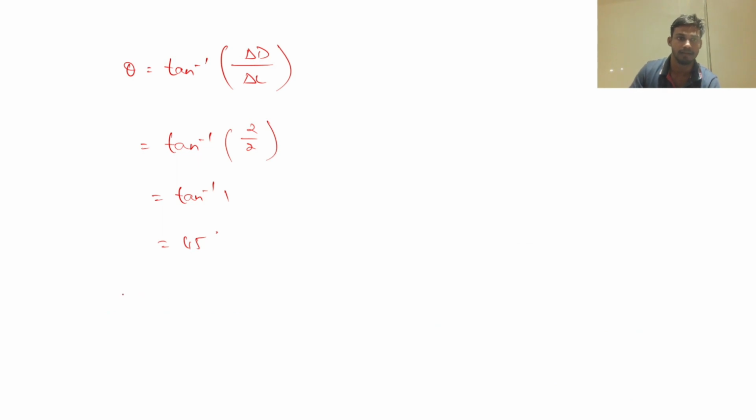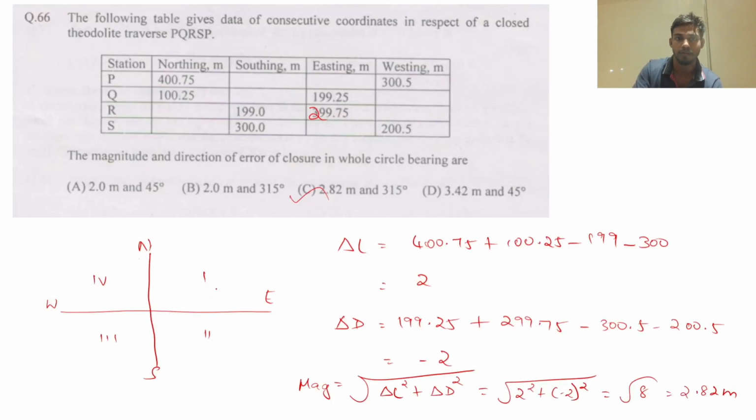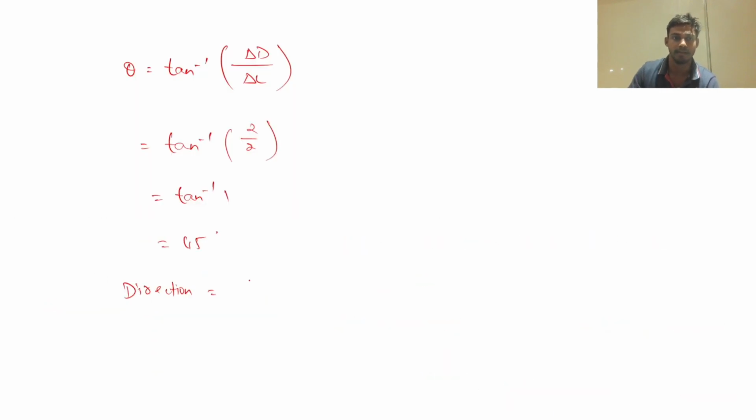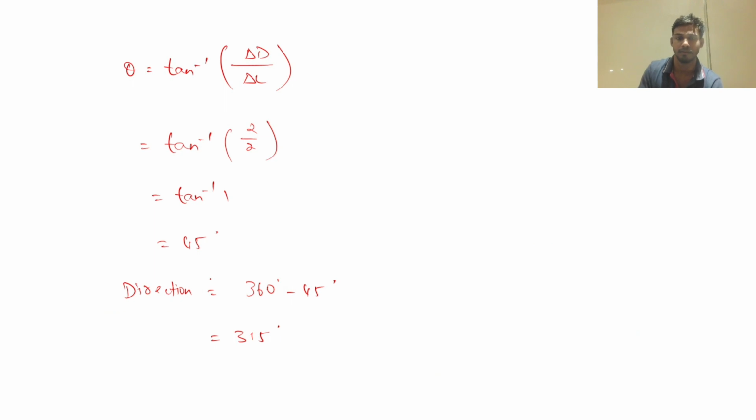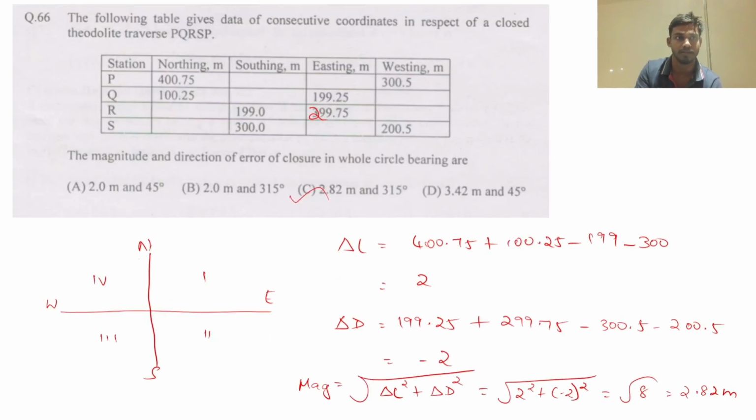As it lies in the fourth quadrant, the direction theta is equal to 360 degree minus 45 degree. 315 degree is the right answer, as it lies in the fourth quadrant. When the departure is positive, it lies in the first quadrant, so the 45 degrees is written as it is. So for this question, option C is the right answer.